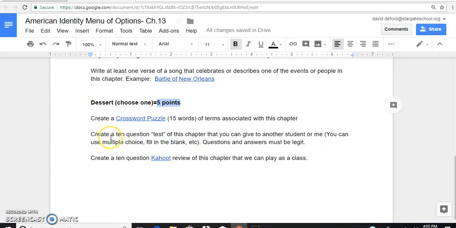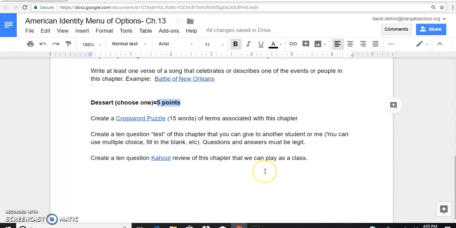The non-technological option, if you want to stay away from that, is you could just create a 10-question test. They can be open-ended questions, multiple choice questions, fill in the blank. However, you have to provide an answer key if you do this one. And then finally, Kahoot. If you want to make a Kahoot, you can do that. Those would all be obviously multiple choice questions. You have to create 10 of them. I will also include on the same Google assignment a tutorial for how to save that Kahoot, or not save it, so share it with me.